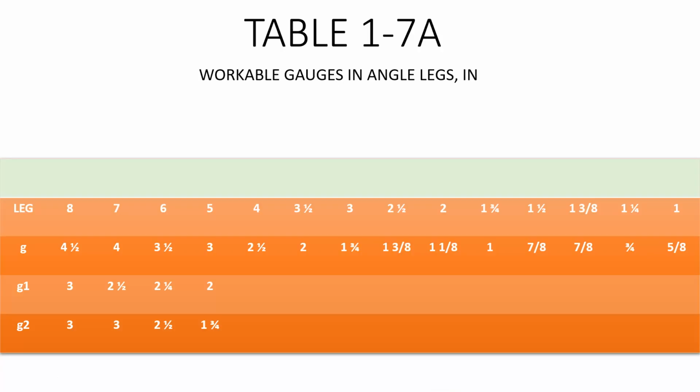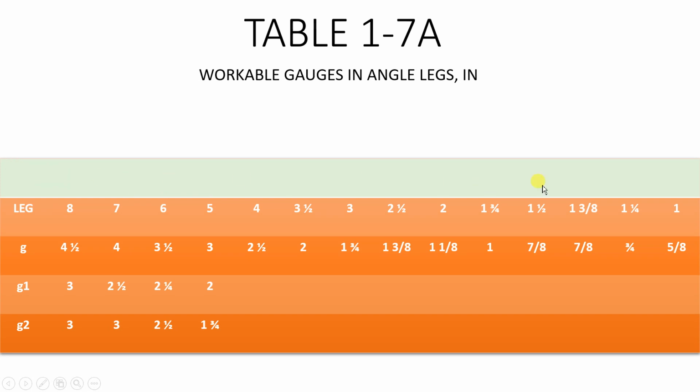When it comes to the table, we have leg sizes 8, 7, 6, 5, 4, 3 and a half, 3, 2 and a half, 2, 1 3/4, 1 1/2, 1 3/8, 1 1/4, 1, and G, G1 and G2. I just want you to remember this one because most interviews might ask you to remember it, or give you problems on this. So I will make you remember this with simple calculations.